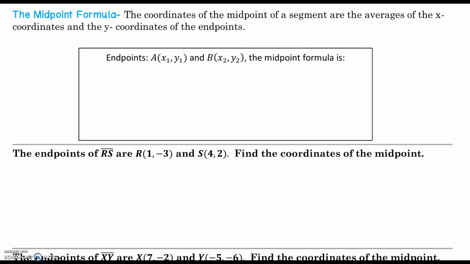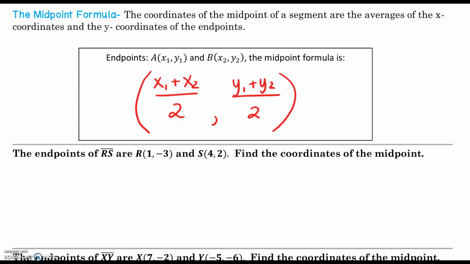Next we have the midpoint formula. The coordinates of a midpoint of a segment are the averages of the x-coordinates and the y-coordinates of the endpoints. So the formula to find the midpoint is x1 plus x2 divided by 2, and then y1 plus y2 divided by 2. And our answer is going to be an ordered pair, right? Another coordinate point.